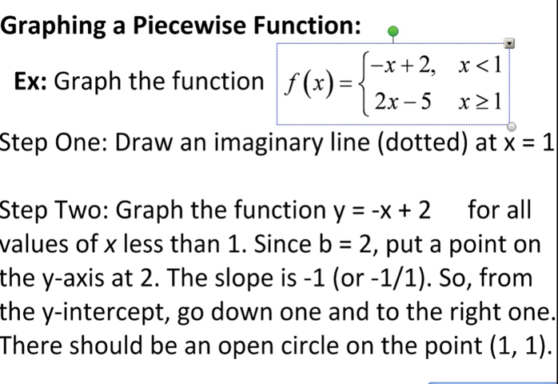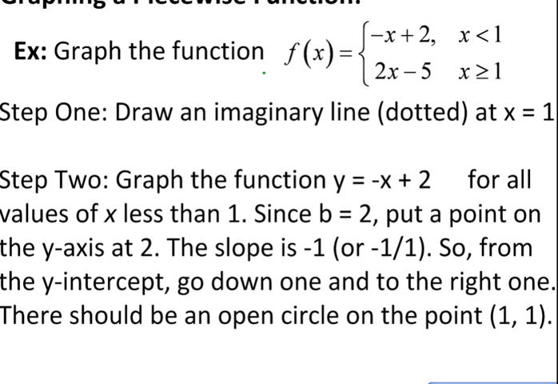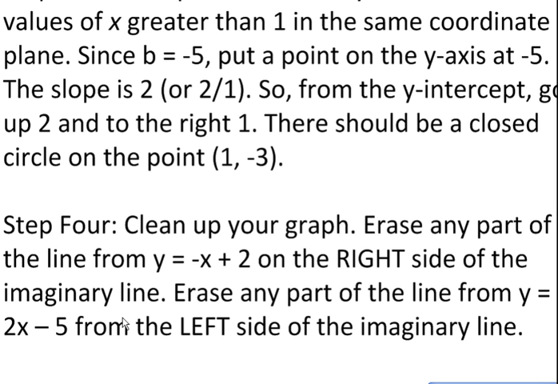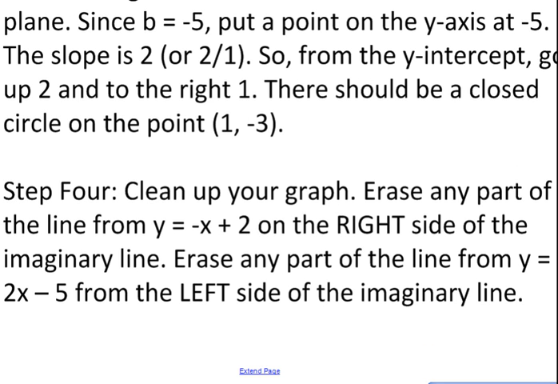So graphing a piecewise function, we have a formula here. f of x is equal to negative x plus 2 when x is less than 1, and 2x minus 5 when x is greater than or equal to 1. So the steps are as follows. You're going to draw an imaginary line at x equals 1. Then you're going to graph each of those equations. And then once you graph each of the equations, you're going to clean up your graph and erase any part of the line that you don't need. And I'll go through the questions with you.